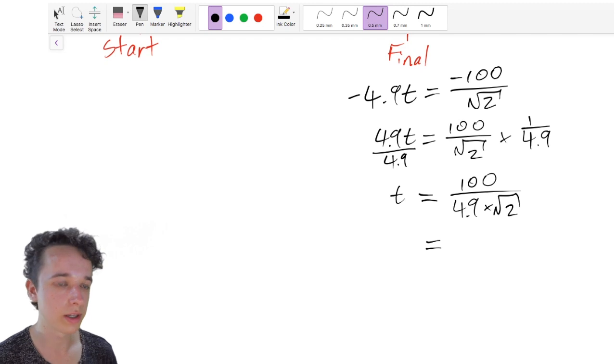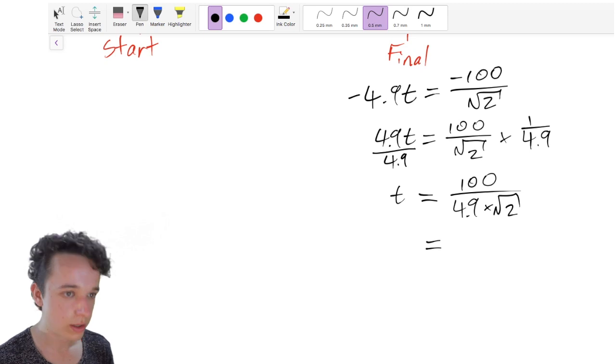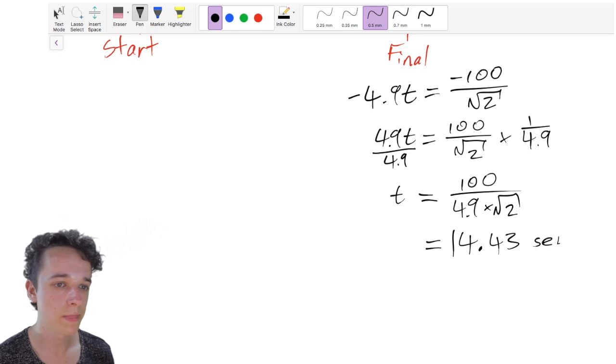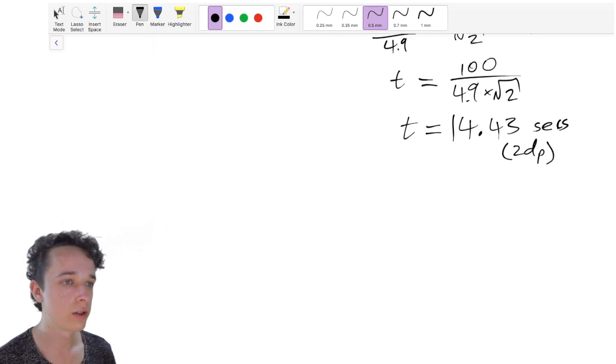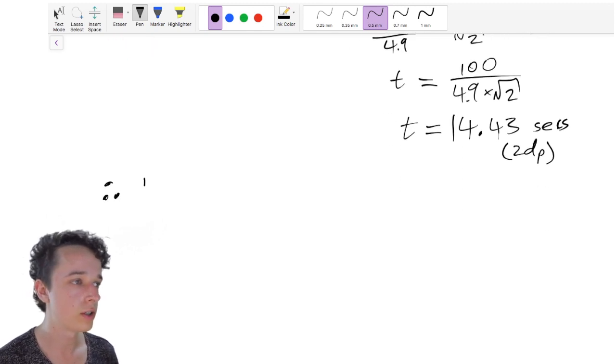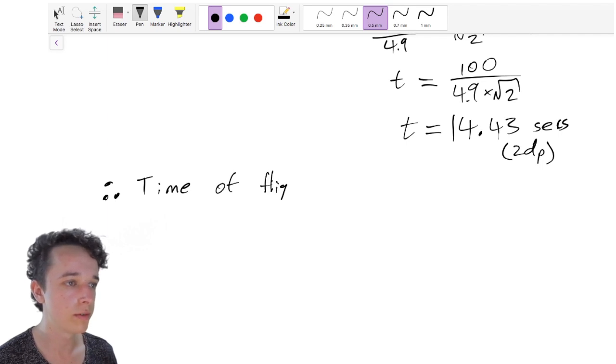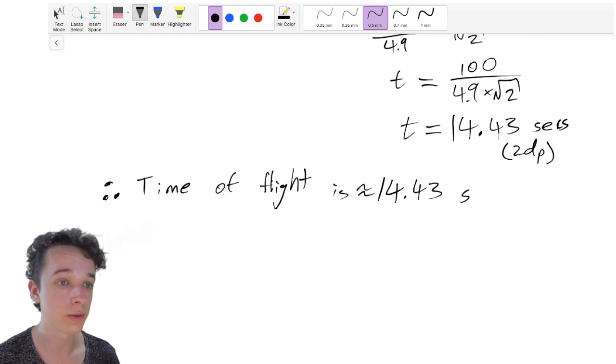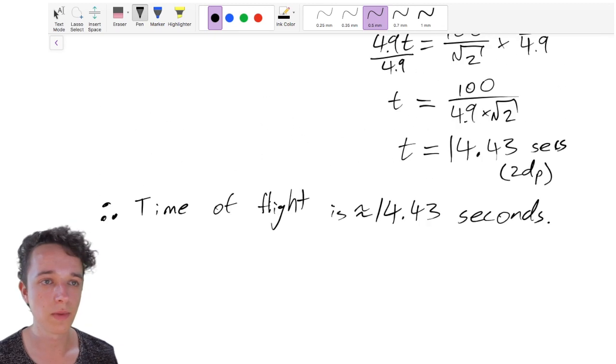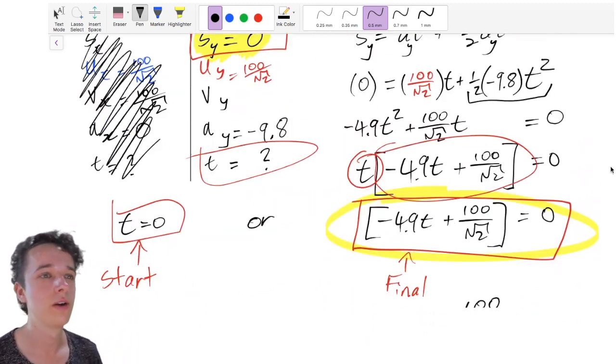And if you evaluate that in a calculator, I'm just going to do it quickly here. You can check it if you don't believe me. If you put that in a calculator, that's 14.43 seconds to 2 decimal places. So as a concluding statement, we say, therefore, the time of flight for this projectile, I'm just going to abbreviate this sentence. The time of flight is 14.43, or is roughly 14.43 seconds.